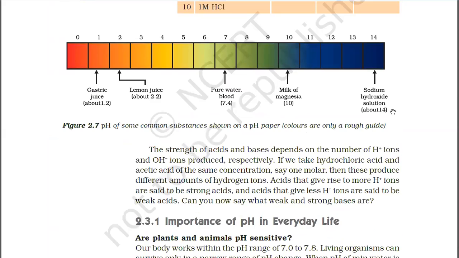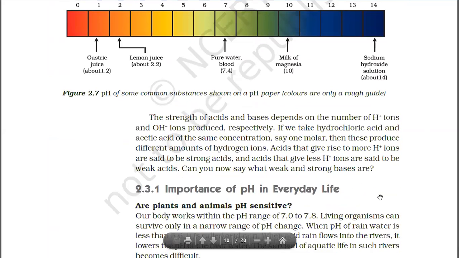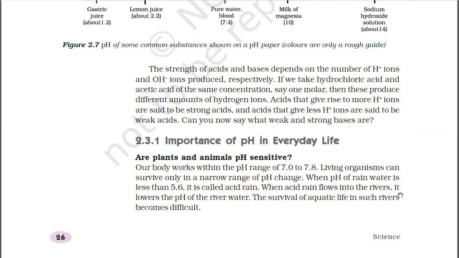The strength of acids and bases depends on the number of hydrogen ions and hydroxyl ions produced, respectively. If we take hydrochloric acid and acetic acid of the same concentration, say 1 molar, then these produce different amounts of hydrogen ions. Acids that give rise to more hydrogen ions are said to be strong acids, and acids that give fewer hydrogen ions are said to be weak acids. Now, can you say what weak and strong bases are?